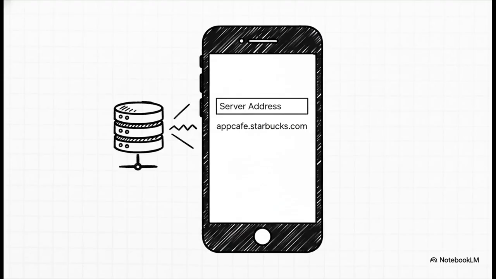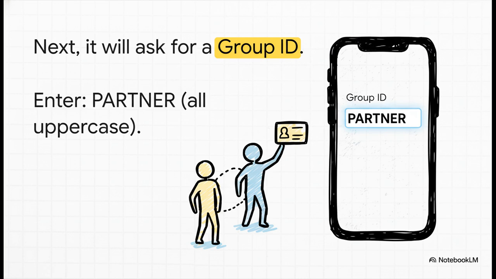Okay, so once you've got Intelligent Hub installed and you open it up, it's going to ask for a server address. Now, this part is absolutely crucial. You need to type in exactly what you see here, appcafe.starbucks.com. Don't misspell it. Next up, after the server, it'll ask for a group ID. And this one, super easy to remember. Just type the word PARTNER, all in uppercase letters.